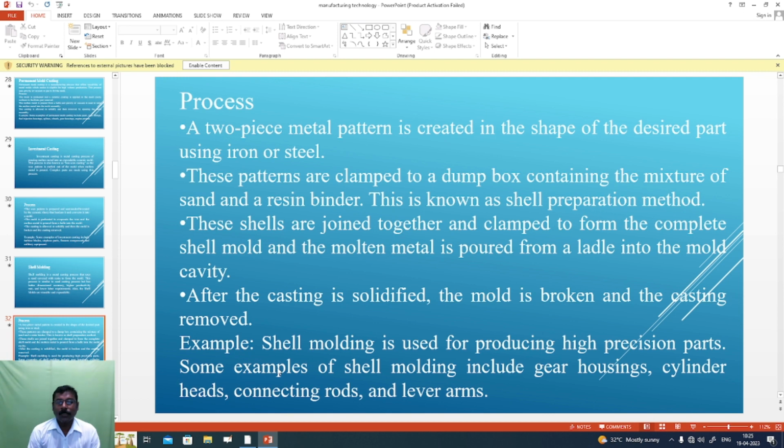These shells are joined together and clamped to form the complete shell mold, and the molten metal is poured from a ladle into the mold cavity. After the casting is solidified, the mold is broken and the casting removed. Shell molding is used for producing high precision parts. Some examples of shell molding include gear housings, cylinder heads, connecting rods, and lever arms, etc.